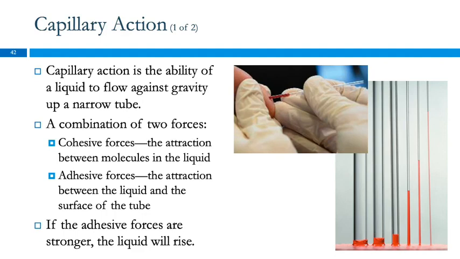It happens because of two forces. There are cohesive forces and adhesive forces. Cohesive forces are the forces of attraction between the molecules of the liquid, the intermolecular forces that we've been talking about, between the molecules of the liquid. The adhesive forces are similar attractions, but between the liquid and the surface of the tube. So if the adhesive forces are stronger, the liquid will rise. If you varied the material of these tubes, you could change how high the water went.